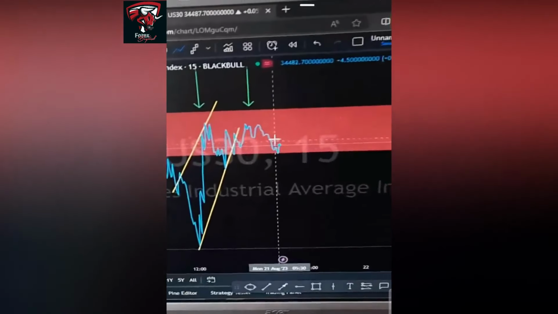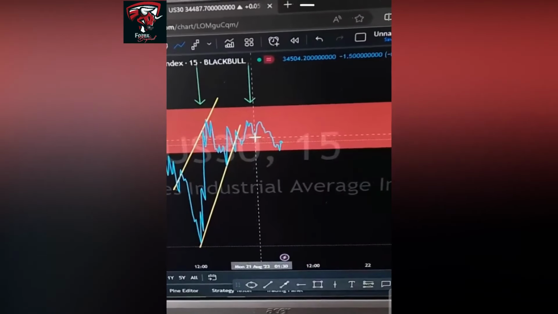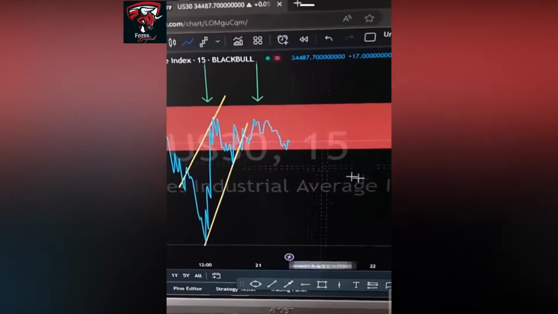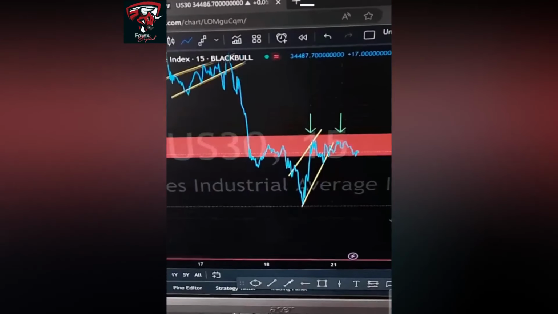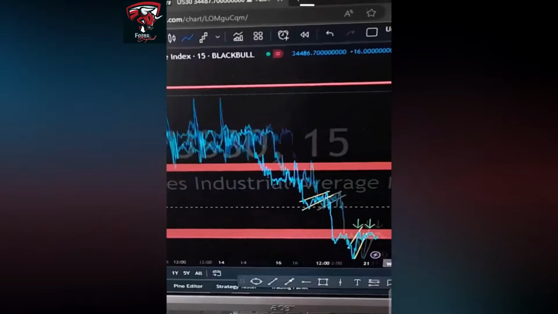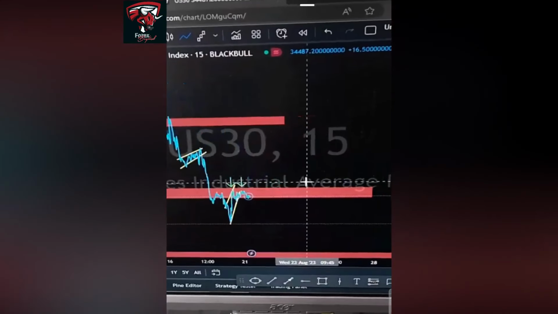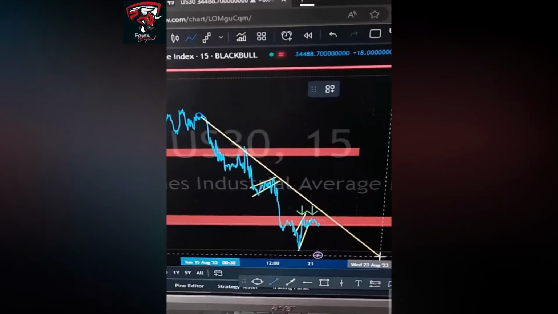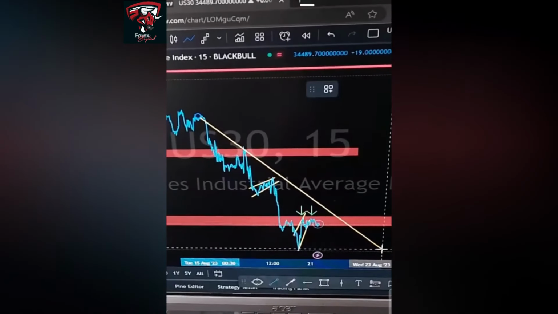Let's continue. So there's a possibility of a pullback towards this zone right here because that's our neckline area, right? So right now, I want to confirm something as well. 15 minutes chart. Don't forget that, right? You want the 15 minutes chart. Let's start from that resistance right there. Where's our resistance? This one. Let's look at that, guys. I use a trend line, right?